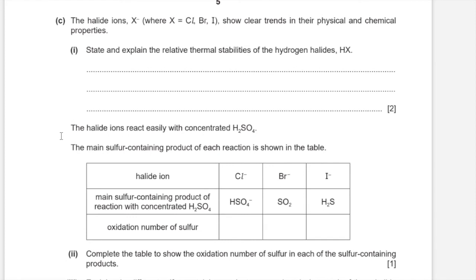The halide ions show clear trends in their physical and chemical properties. 1. State and explain the relative thermal stabilities of hydrogen halides. The thermal stability is due to the bond between hydrogen and the halogen, and this bond gets weaker and weaker as you go down the group, because going down the group means addition of shells to the atom, which increases the size of the atom. As a result, the bonding pair of electrons between hydrogen and the halogen gets farther away from the nucleus of the halogen atom going down the group, which decreases its attraction, making it easier to break the hydrogen-halogen bond and therefore decreasing the thermal stability.